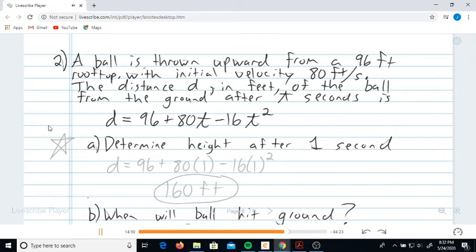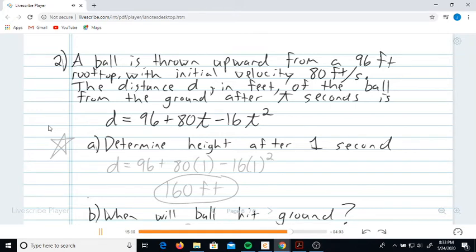Let's go ahead and look at a physics problem. A ball is thrown upward from a 96-foot rooftop with an initial velocity of 80 feet per second. The distance d in feet of the ball from the ground after t seconds is given by that equation listed there. If you've taken a physics class, that equation will look very familiar to you.